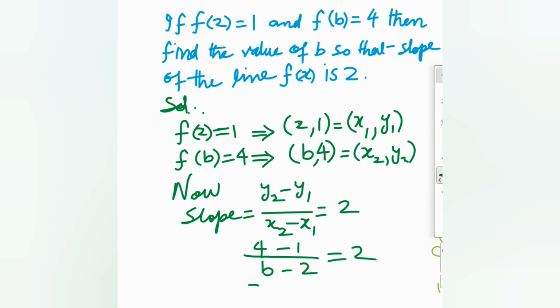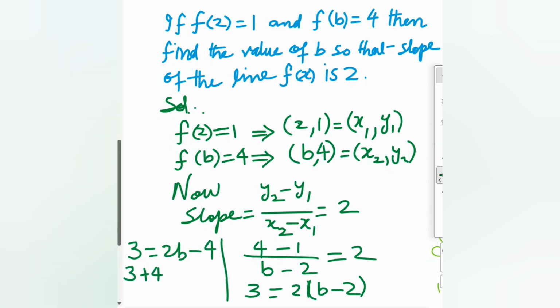From here, what do we do? We shift b minus 2 from the denominator to the right side. So it becomes 2b minus 4, and then by sending 4 to the left side, we get 7 on the left side. Then we divide both sides by 2, so the final value is 7 by 2. This is the answer. We are asked to find the value of b, and we found it.